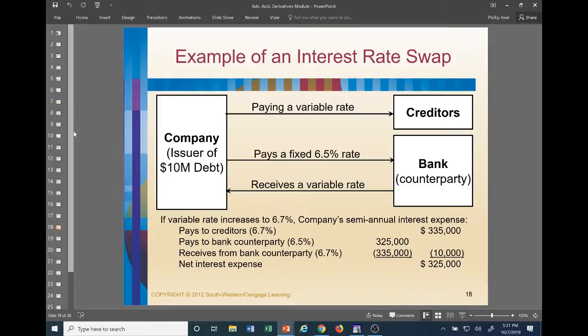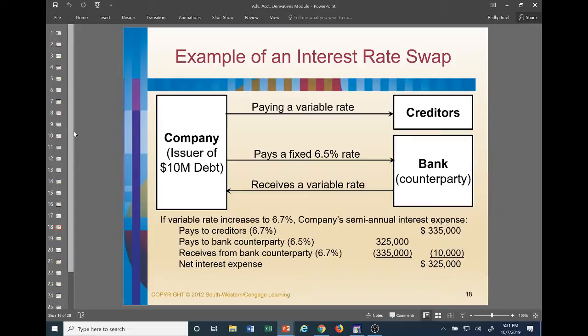So let's look at an example of an interest rate swap. Rather than involving the swap of different currencies, an interest rate swap involves exchanging variable or floating rates for fixed rates, or fixed for variable floating rates, as we just said from the slide before.